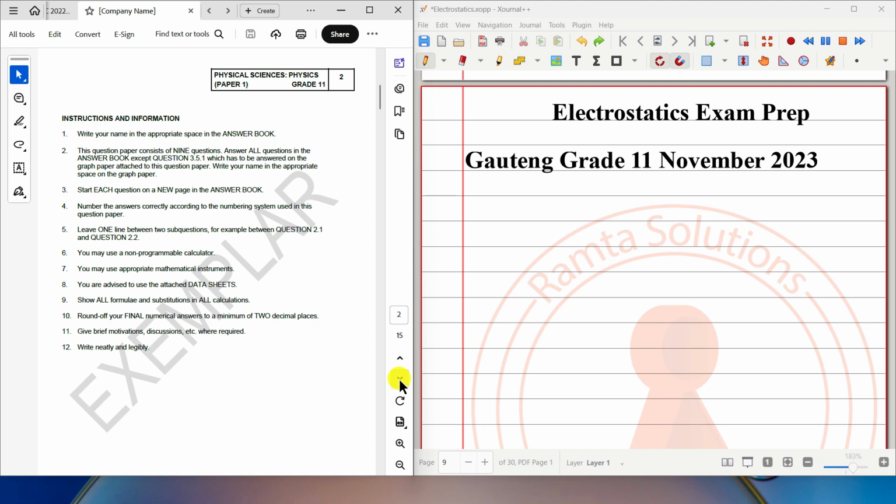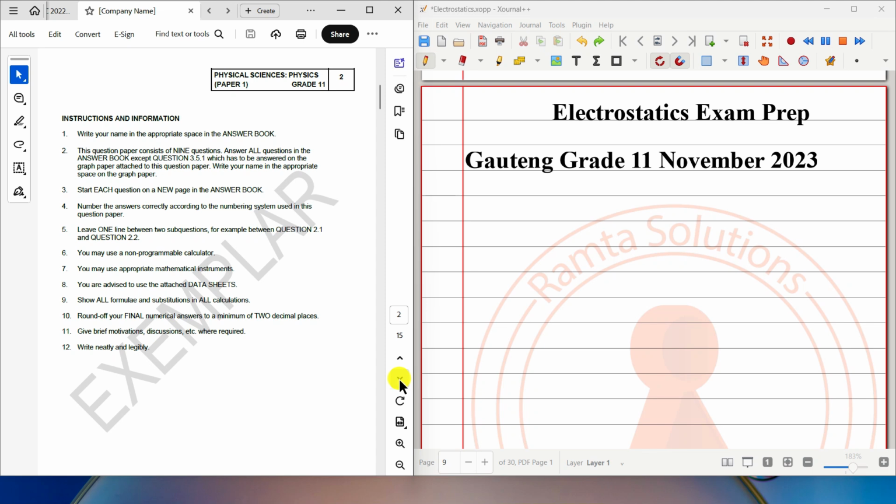Instruction 11, give brief motivations, discussions, etc. where required. Remember, physical sciences doesn't have essay questions, so it's important that your motivations be very short. Then, instruction 12, I know a lot of us don't like it: write neatly and legibly. In as much as we improve our understanding of different topics, we also need to improve our presentation and our writing.